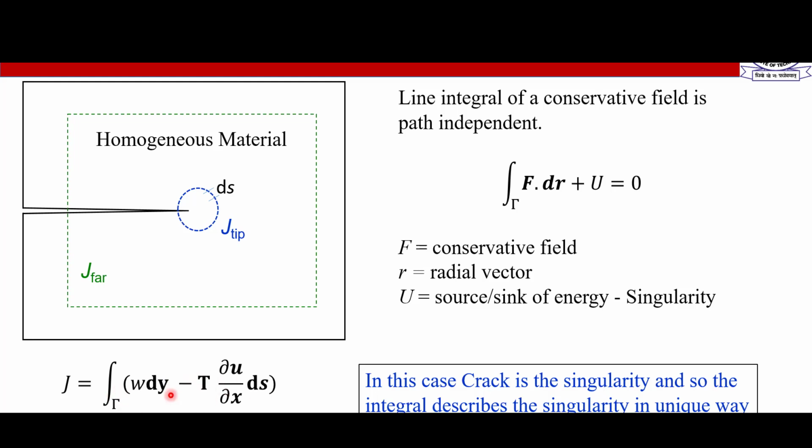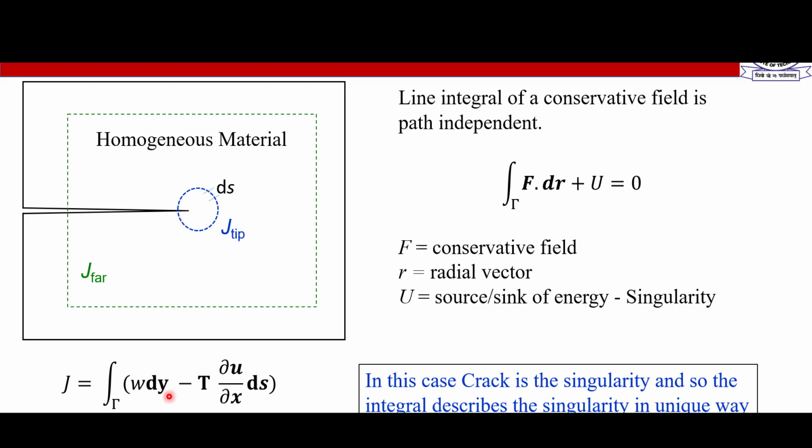So this is a line integral, and the importance of this is that if you calculate the value of this integral on this contour, let us say the blue circle, and if you calculate the same integral on this green box, you will get the same value, and it will be a non-zero value because there is a source of energy, which is in the form of a crack in this contour. If there is nothing as a source or sink of energy, you will get a value of 0.